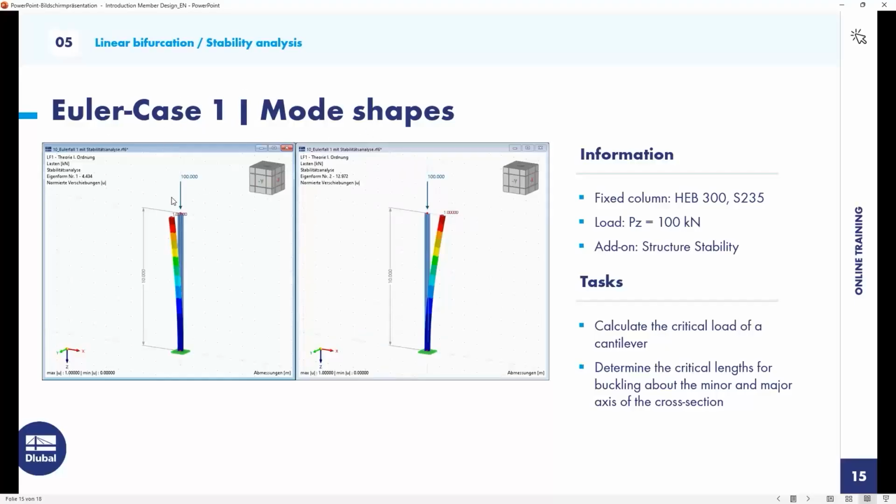That's a very important Euler case. And if you already learned this in the university, you probably will already know the critical length for this system. But I would like to show that we can also calculate it with RFEM 6. And we also want to have a look at the different mode shapes. Okay.